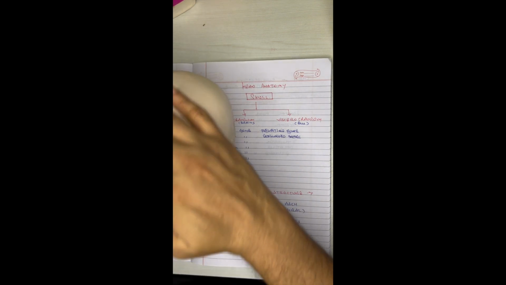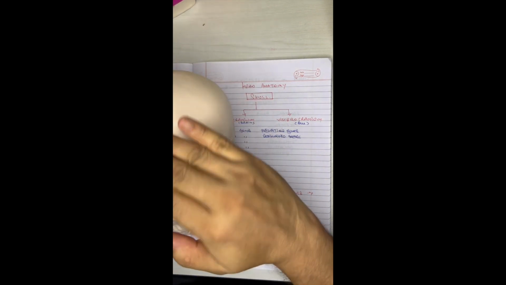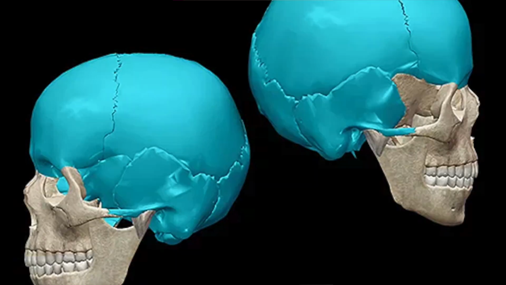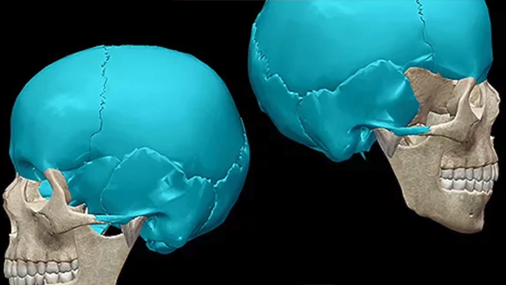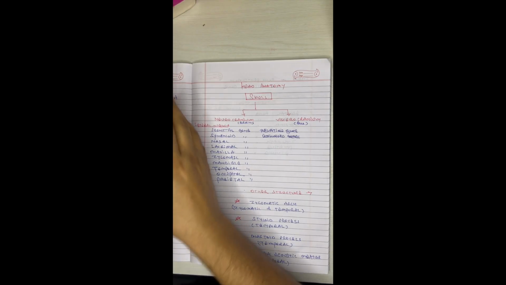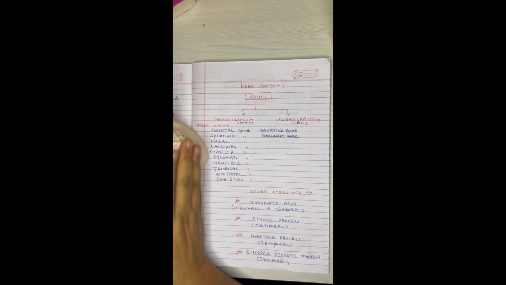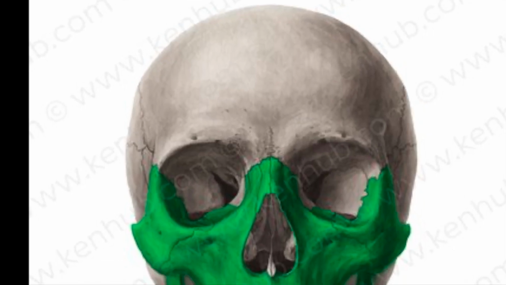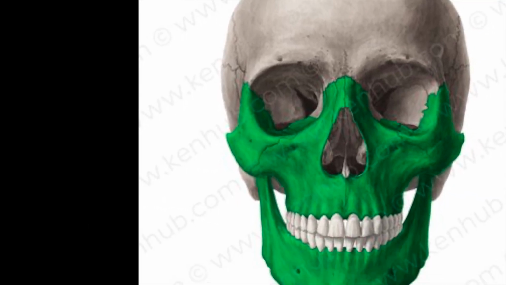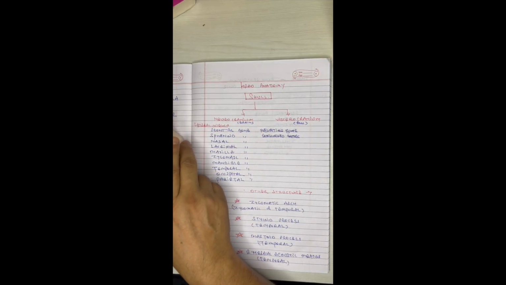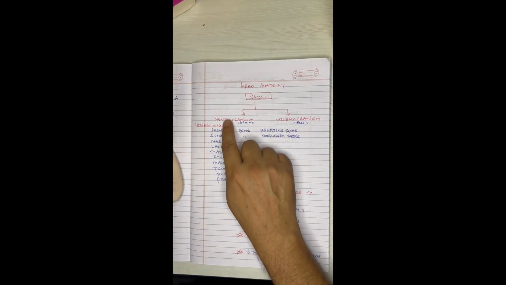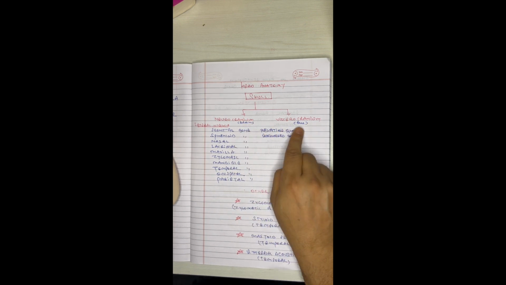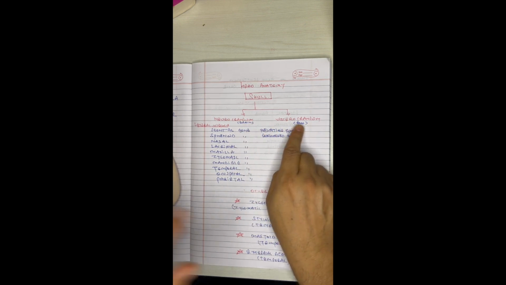So the neurocranium is this entire part where we have our brain, right? So this is the part of the neurocranium. And the second is the viscerocranium, especially this facial part, all the bones of the face. So this is called the viscerocranium, right? So we can divide the skull into two parts: the neurocranium, which has the brain, and the viscerocranium, which has the face.